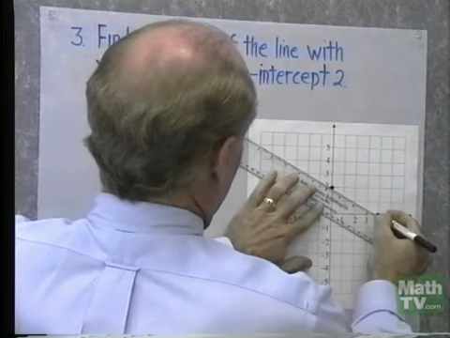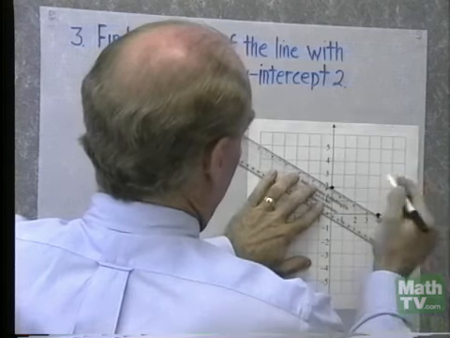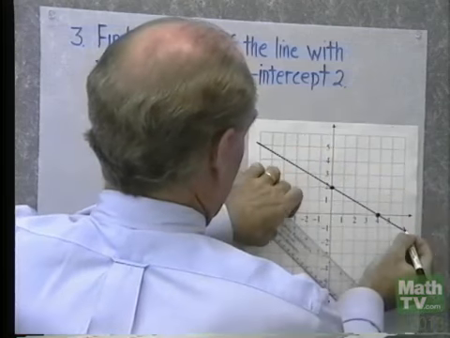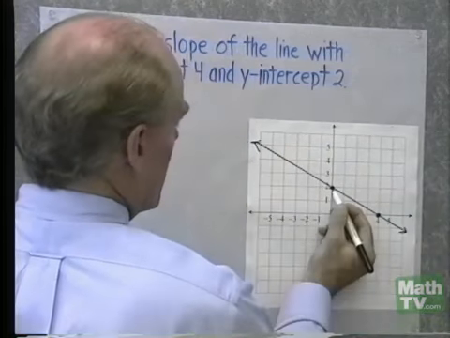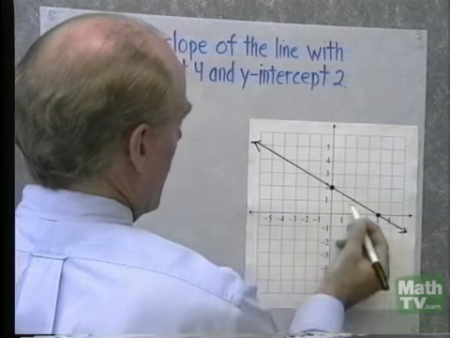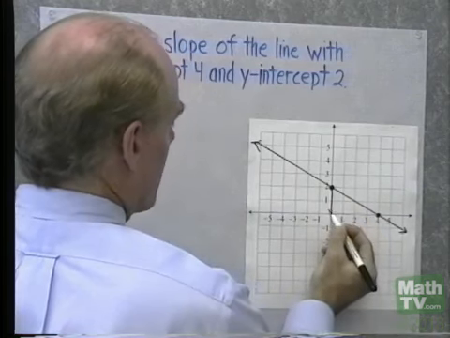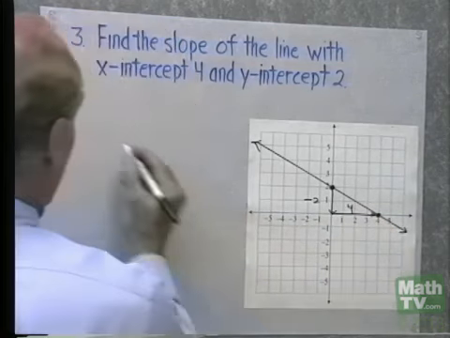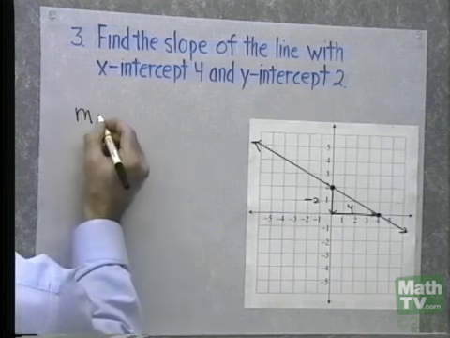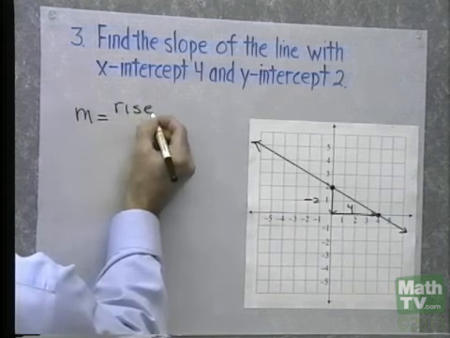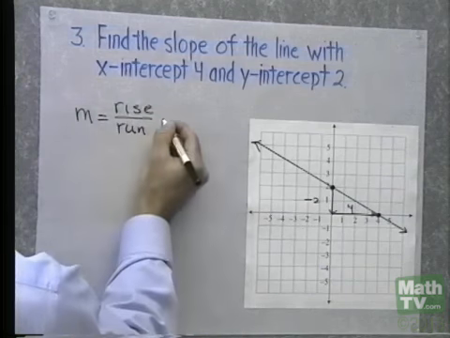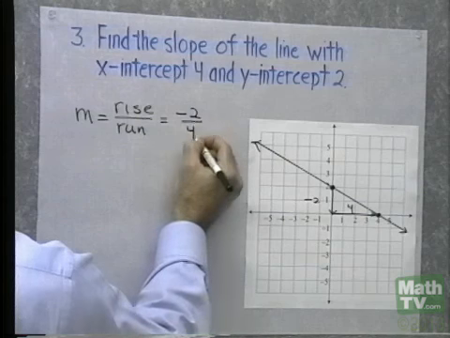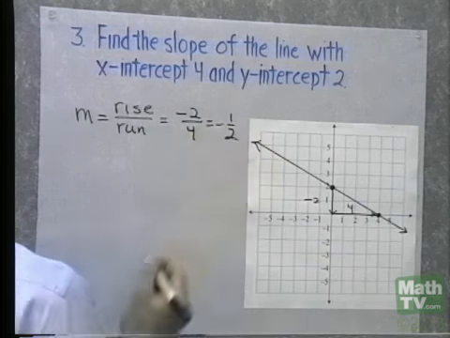And what do we get here? Something that looks about like that. Trying to be a little more accurate than I usually am with these. Okay, so it looks like going from, let's say, this point to this point, I would have a rise of -2, accompanied by a run of +4. So the slope m, which is the ratio of rise to run, is going to be negative 2 divided by 4, which is equal to negative 1/2.